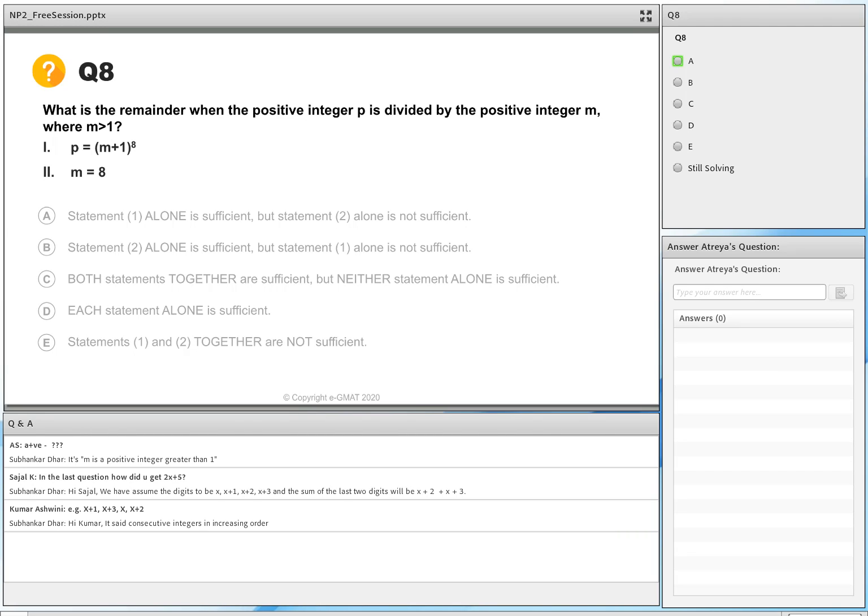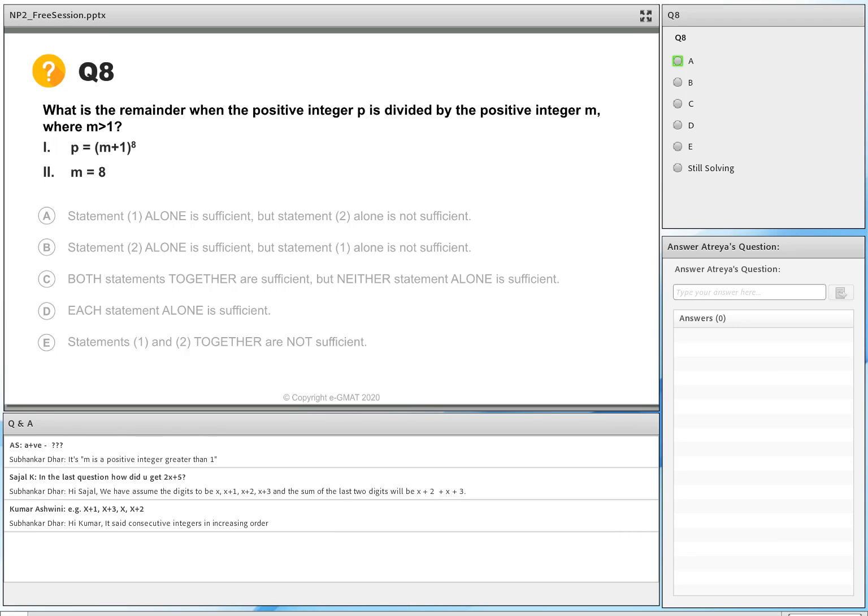All right, let's take another 10 seconds to mark our answers if you have not marked that yet. 5, 4, 3, 2, and 1.